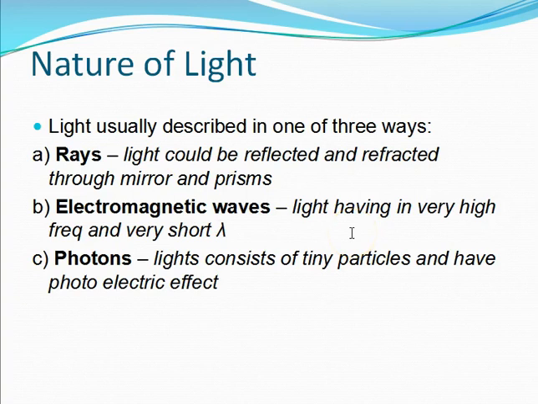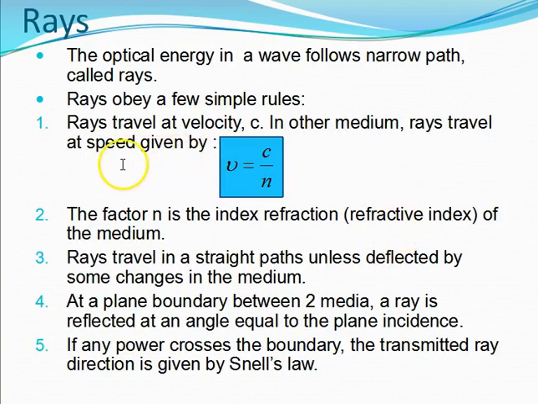Now, the nature of light. Normally light can be described in 3 ways. We can either describe it in terms of rays, electromagnetic waves, or photons. In this course, we will treat light as rays. When we treat light as rays, a few ray laws should be obeyed, where rays travel at velocity c in space, but we can calculate the velocity in other media by using this equation.